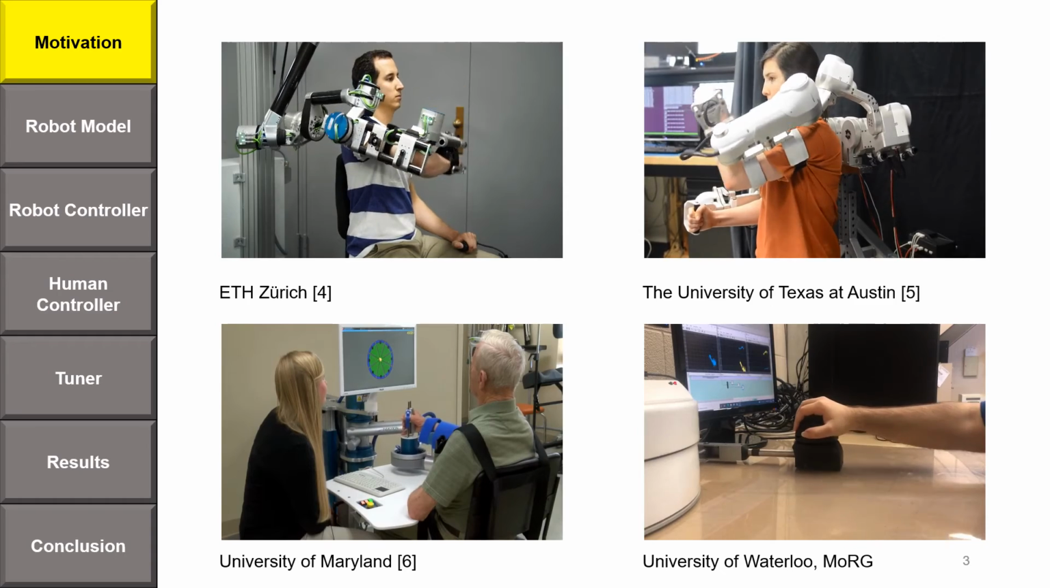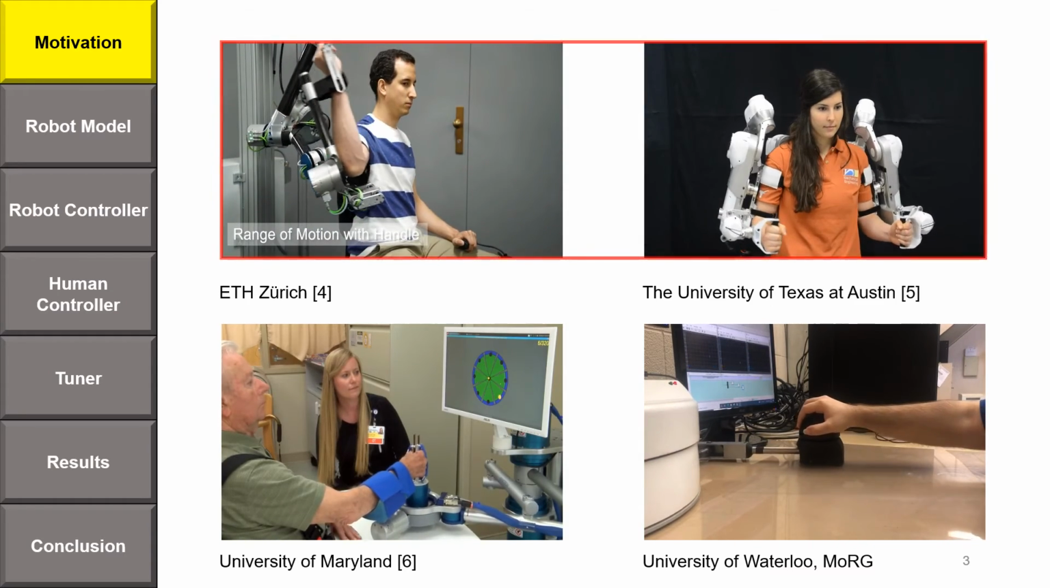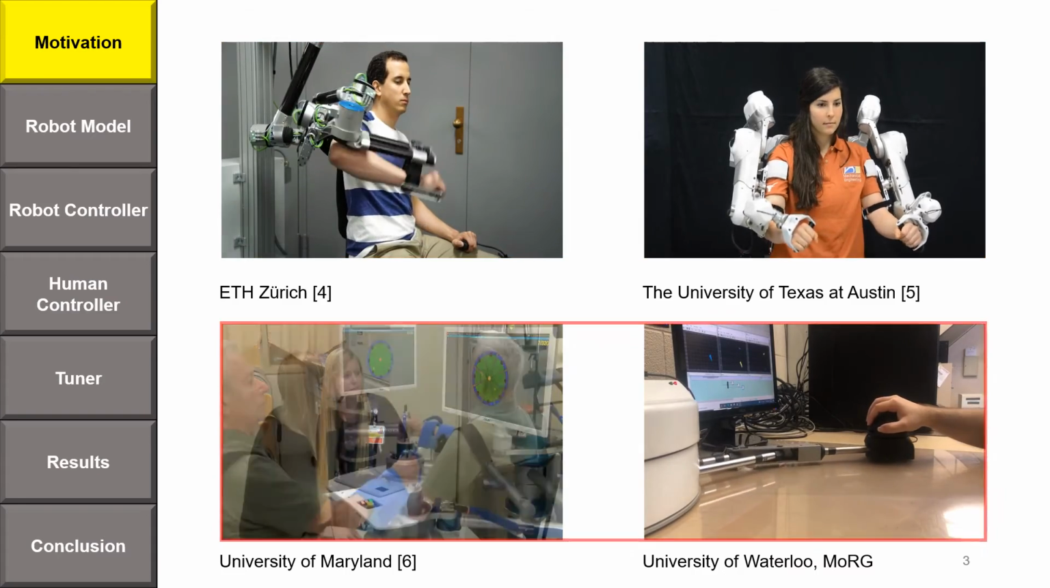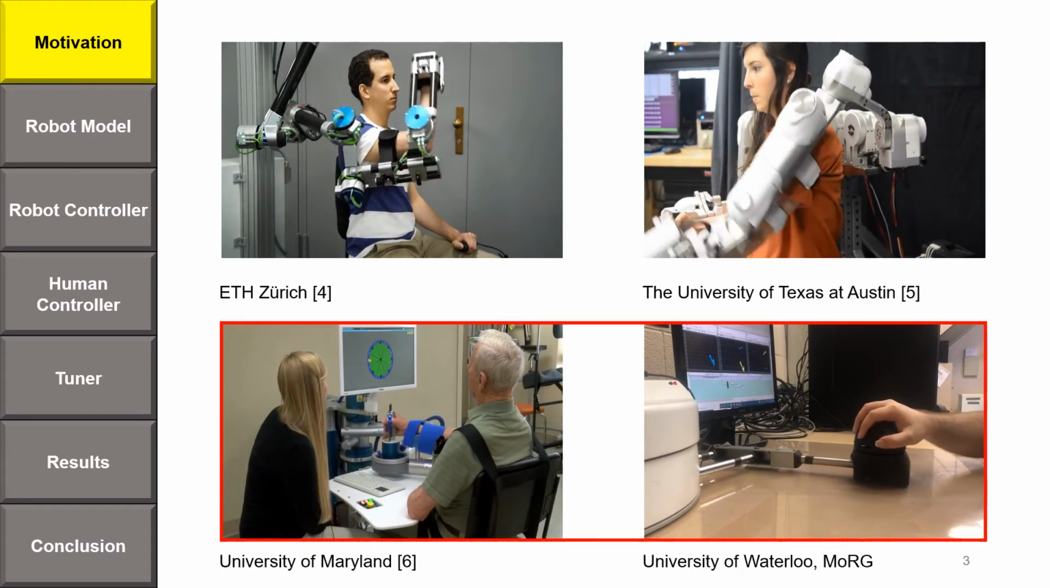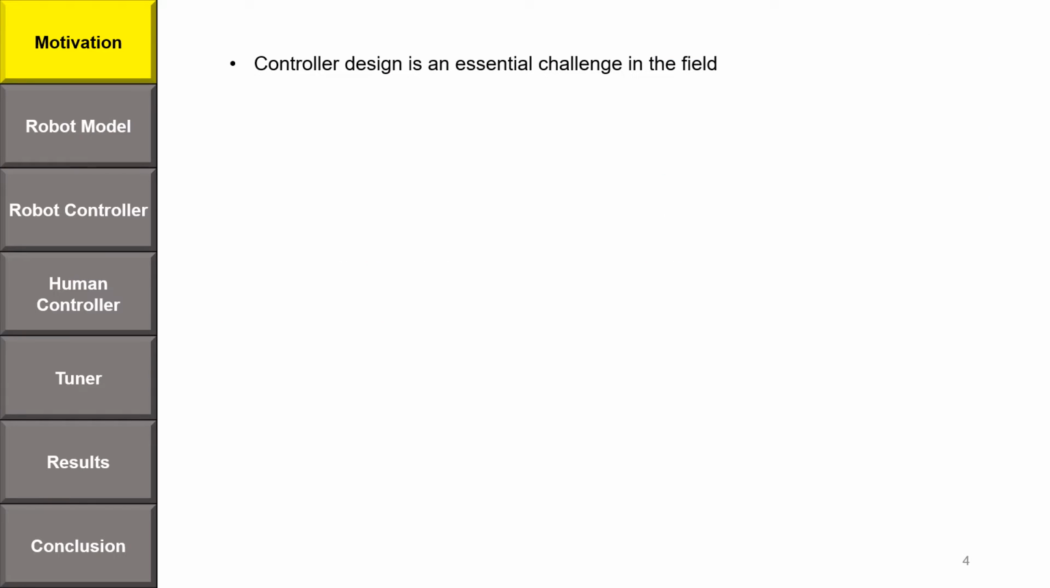In terms of the mechanical design, rehabilitation robots are categorized into exoskeletons and end effector type robots. You can see our robot at the bottom right. Aside from the mechanical design challenges, the controller design is a fundamental challenge in the field. Tracking performance, safety, and patient comfort are among the considerations when designing a controller for rehabilitation robots.